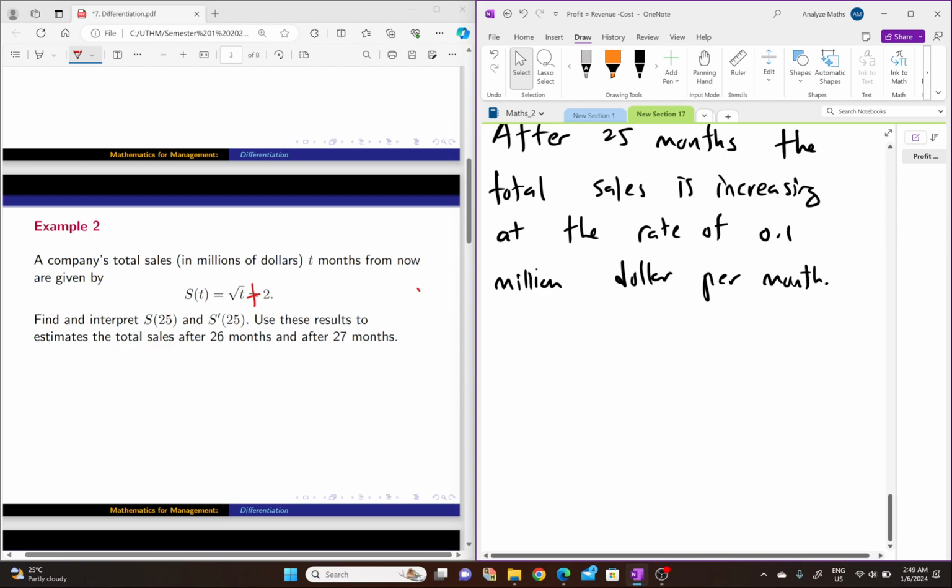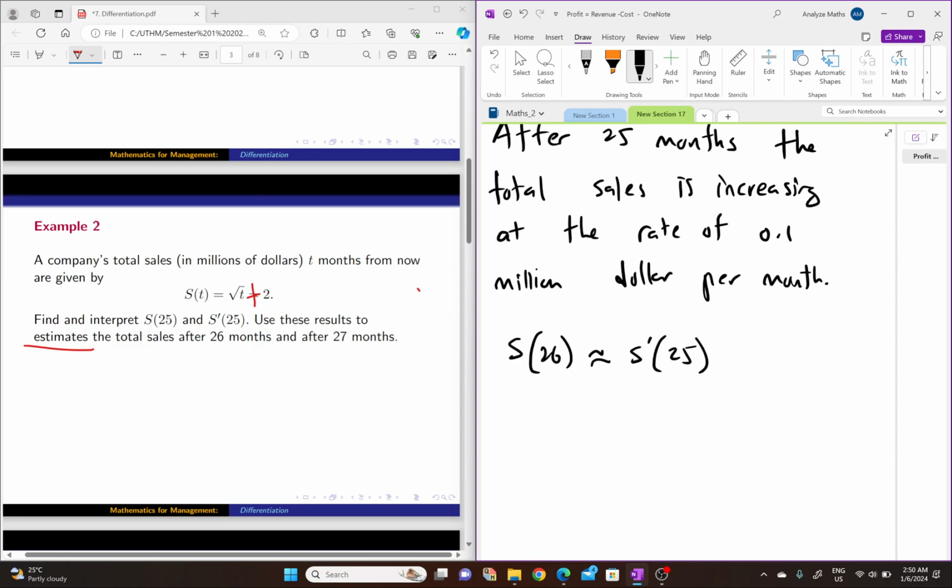Use this result to estimate the total sale after the 26th month and after the 27th month. Okay, they ask you to estimate only. It is supposed to be like this: S26, then as I told you, we have to write S prime 25 plus S25. S prime 25 we know is 0.1, S25 is 7, and you get the approximate value for S26 as 7.1.